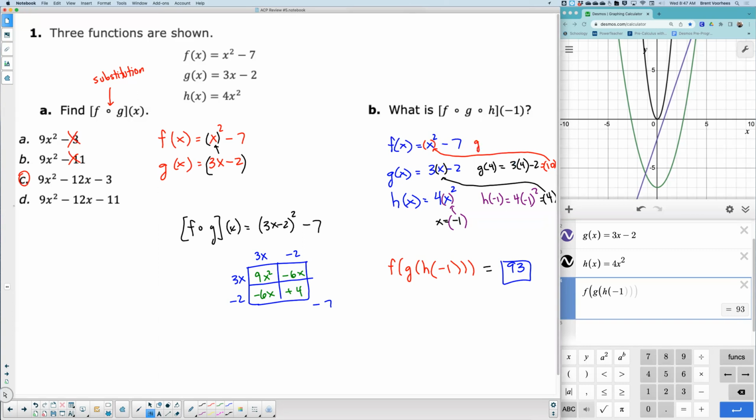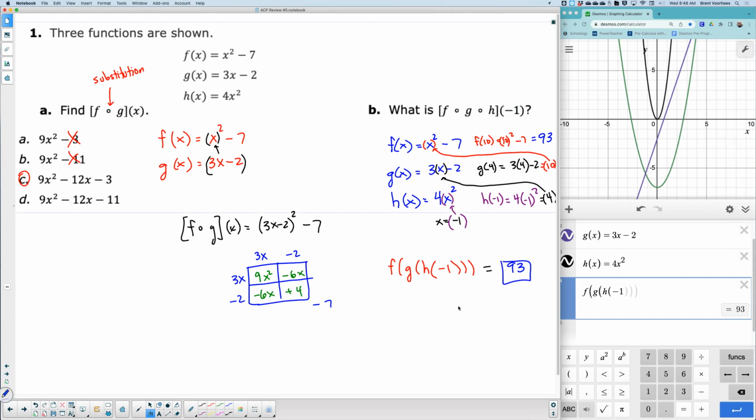So that 10 will substitute into this x, and I'm now finding f of 10. And so it'll be 10 squared, I put 10 in parentheses, 10 squared minus 7. Well, 10 squared is 100, subtract 7, I'm getting 93, which is exactly what we should have gotten. So we did it correctly. So f of g of h of -1 would equal 93.